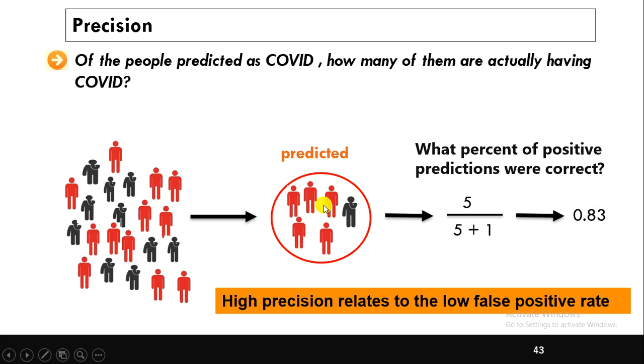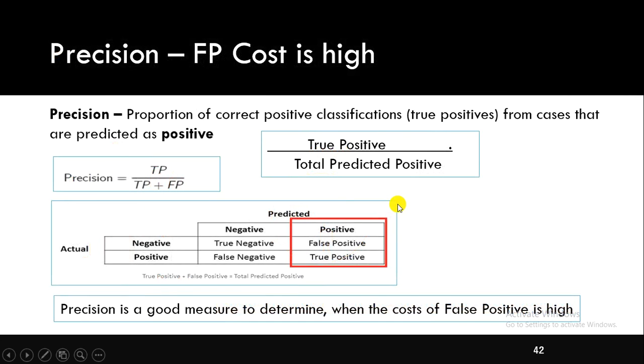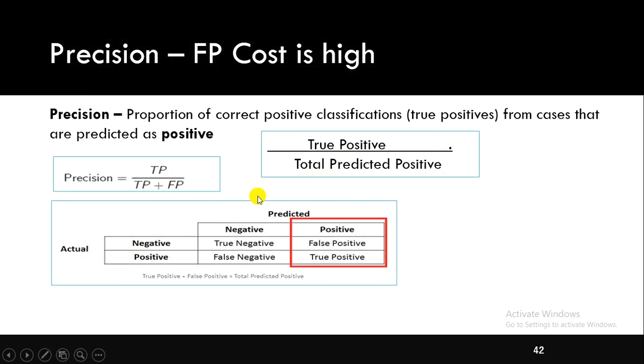Supposing you don't have the false positive, let's say you are removing this person. So 5 divided by 5 plus 0. In that case, it is 1. The higher the precision, lesser the false positive rate, in this case no false positive rate at all. So what is higher false positive cost? What is higher false positive cost?